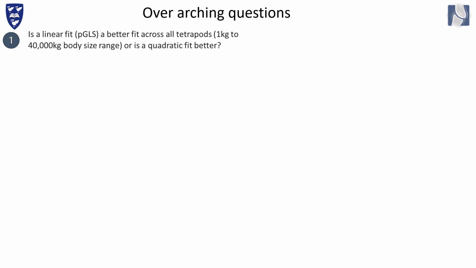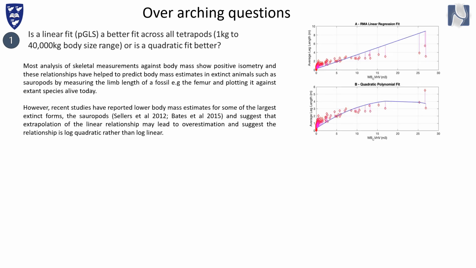The first one is, is a linear fit a better fit across all tetrapods, or is a quadratic fit better? And what I mean by that is most analyses of skeletal measurements against body mass show positive isometry, and these relationships have helped to predict body mass estimates in extinct animals such as sauropods by measuring the limb length of a fossil, for example the femur, and plotting it against extant species alive today. However, recent studies have reported lower body mass estimates for some of the largest extinct forms, the sauropods, and suggest that extrapolation of the linear relationship may lead to an overestimation and that the relationship is log quadratic rather than log linear.